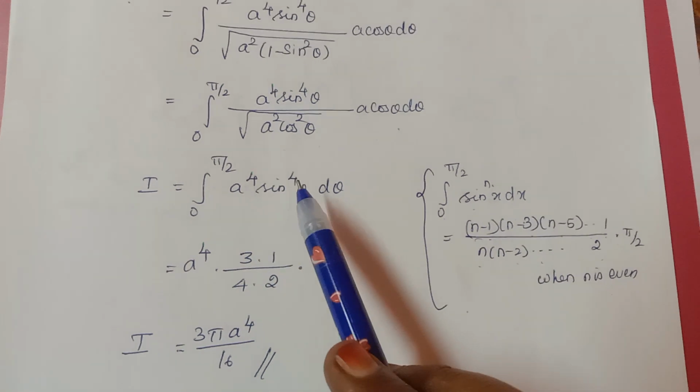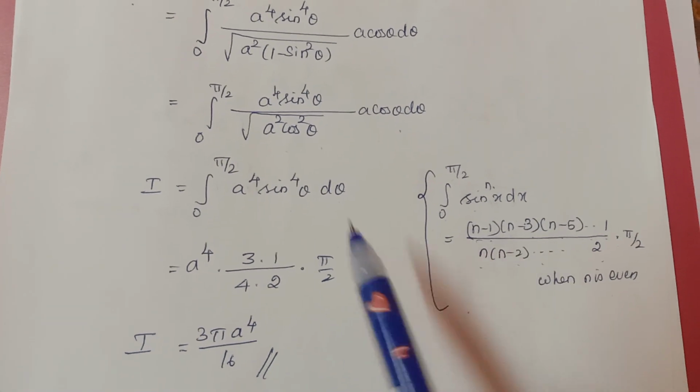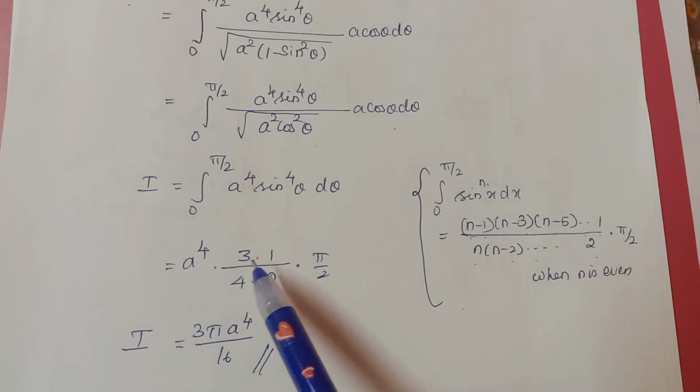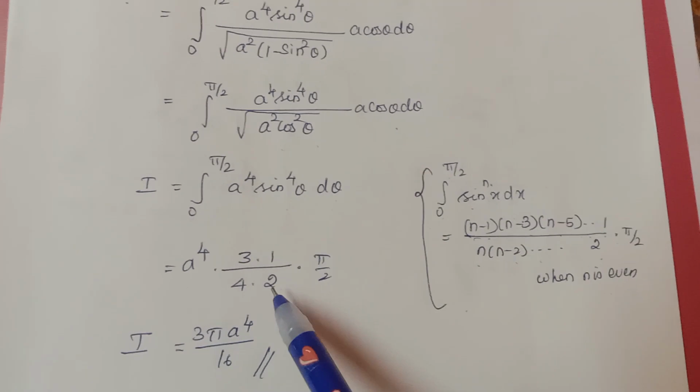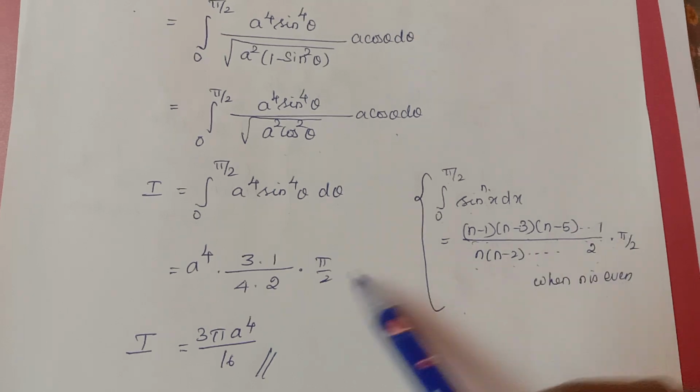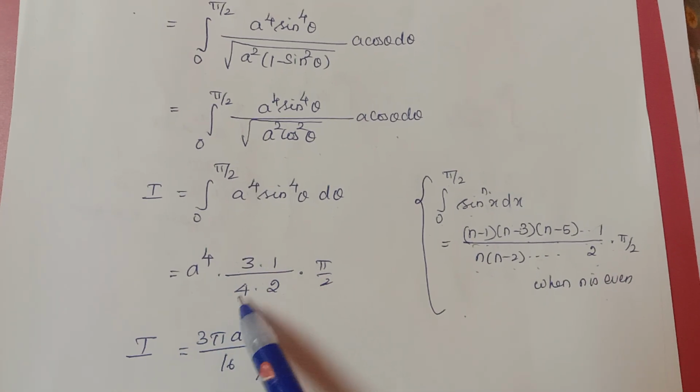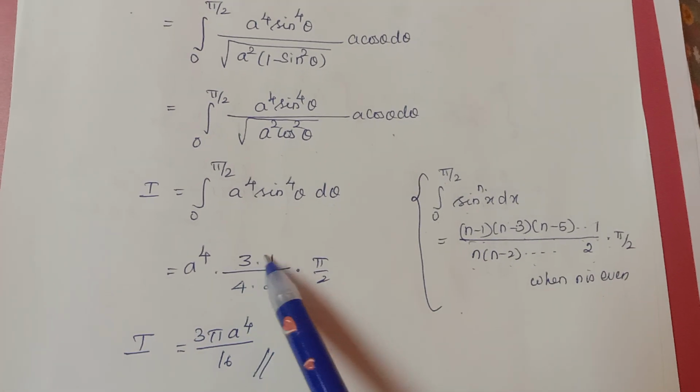Here n value is equal to 4. In the numerator, you start from 3 and reduce the index 2 by 2. In the denominator you start with 4 and reduce 2 by 2. And you have to proceed until you get 1 by 2 as the last term. So numerator is 3 into 1, denominator is 4 into 2. Yes, I obtained 1 by 2.